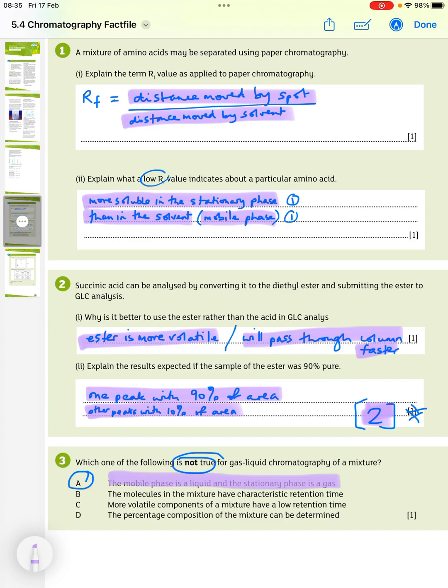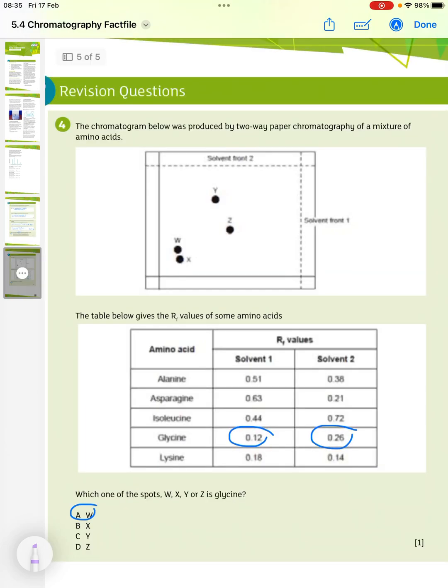C, more volatile components of a mixture have a low retention time. We know that's true. And D, the percentage composition of the mixture can be determined. Well, yes, it can. So you just need to make sure you read that question properly. If it's a negative, make sure you're going for the one which is not true.